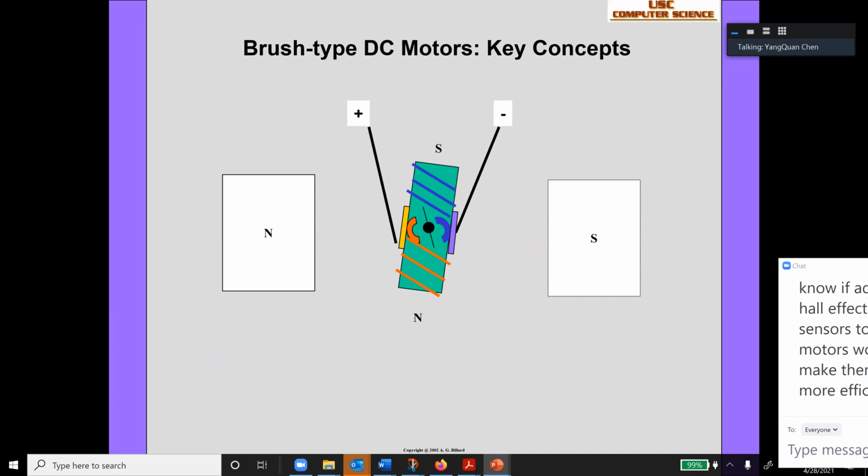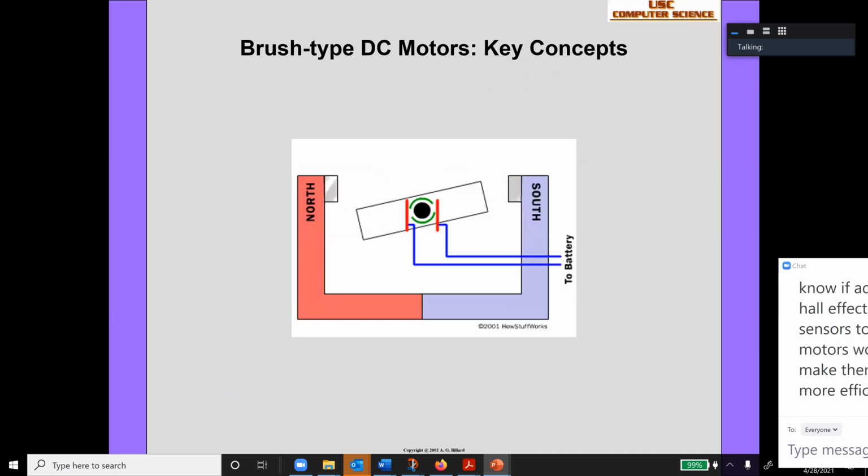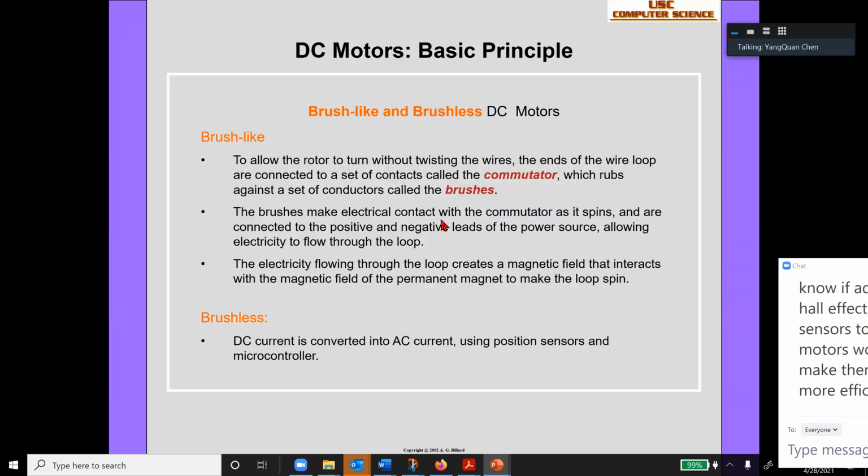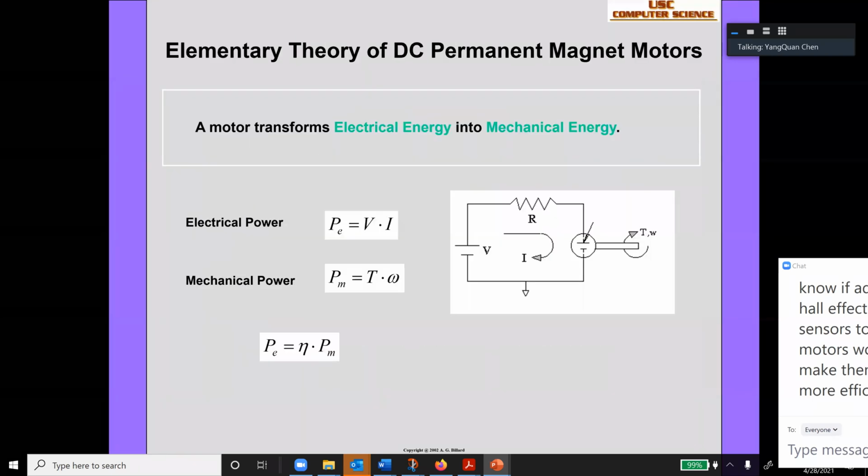So then you will change polarity. Look at this one, you will see that the brush is not changing, the commutator is changing. So this is the battery, we provide this. You can see you have south and north in between. This is how the DC motor operates, because of the change of N and S, N and S, where you have this brush.